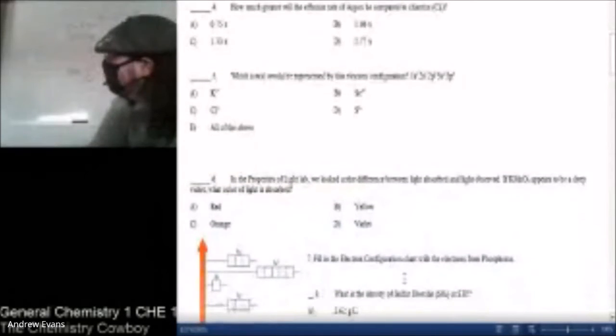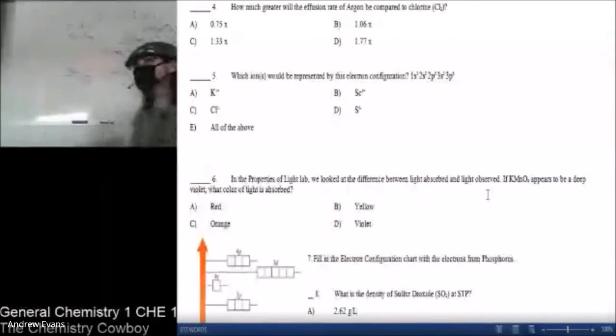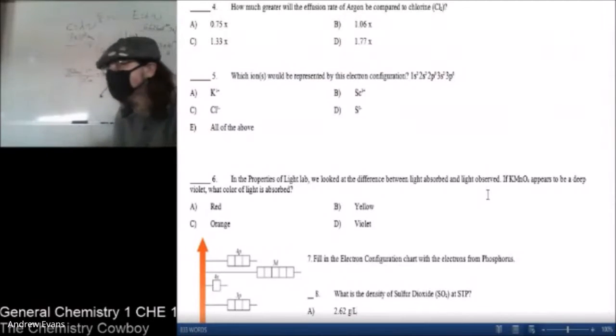Number 6, property of light lab. We looked at the difference between light absorbed and light observed. If potassium permanganate, which we didn't use, produces a deep violet color, what light would be absorbed? So if it looks purple or violet, the big V, what color should it absorb? For this, we need to look at our Roy G. Biv chart.